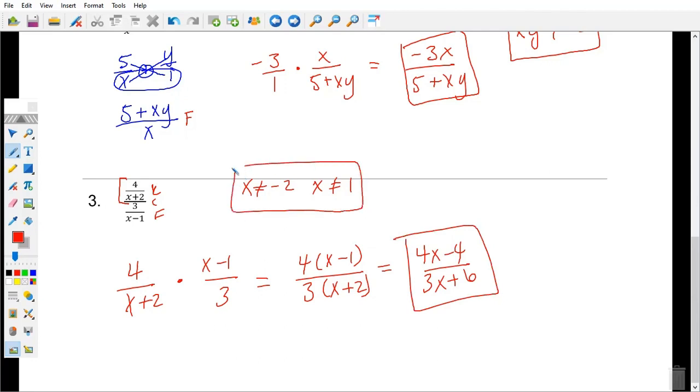And that -2 already satisfies that restriction. Does that make sense? So that would be the simple one. All right, that is complex.